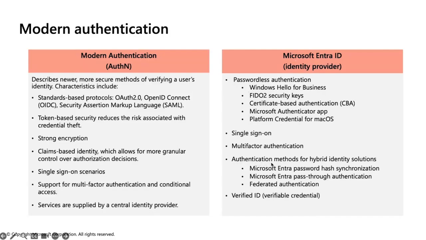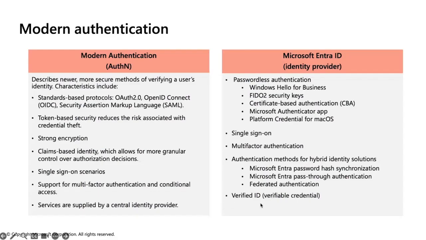In authentication, we get three methods, especially for hybrid. When you are connecting your on-prem Active Directory to the cloud with directory synchronization, you have three authentication methods that you can use. The first is password hash synchronization. The second is pass-through authentication. And the third is federated authentication. I'll talk about these in our next slides.